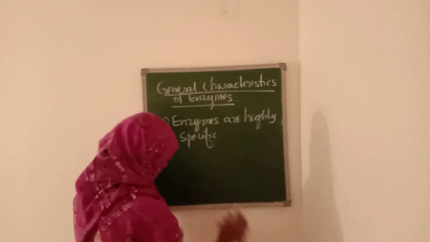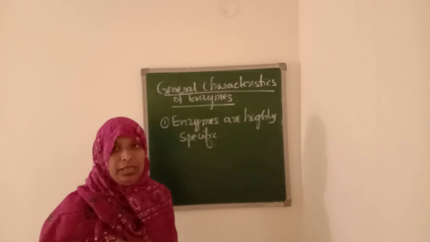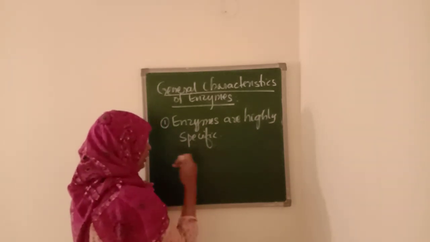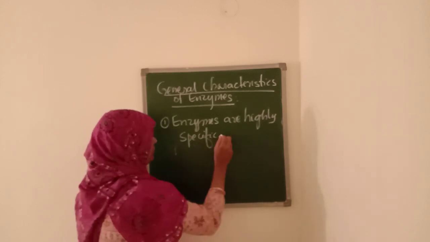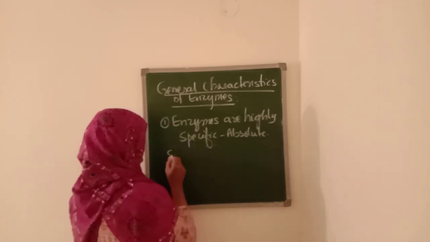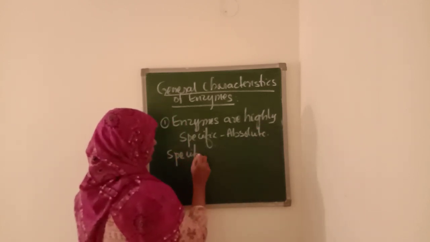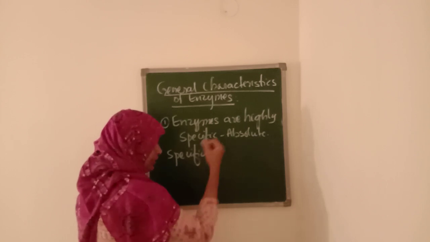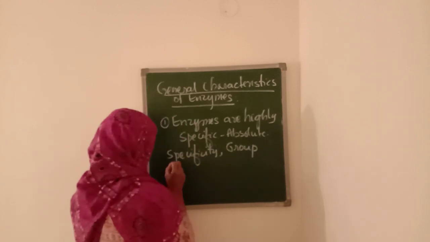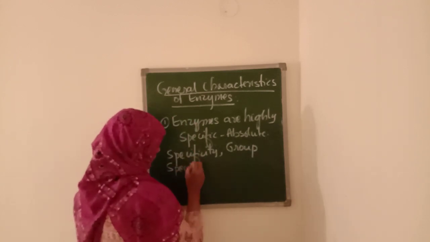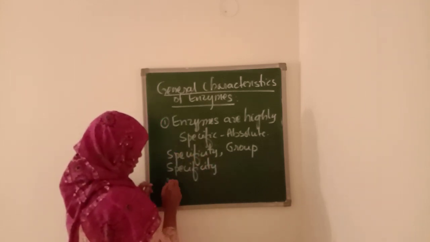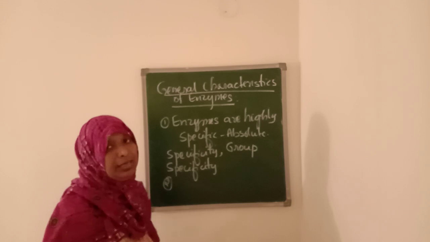So enzymes are highly specific. They may be specific to a particular molecule or to a group. The enzyme can exhibit absolute specificity or group specificity. We will take up later what is meant by absolute specificity and what is meant by group specificity. Remember that enzymes are highly specific.